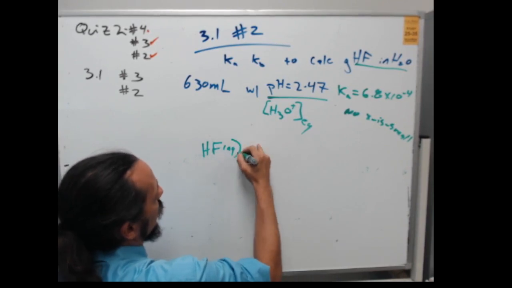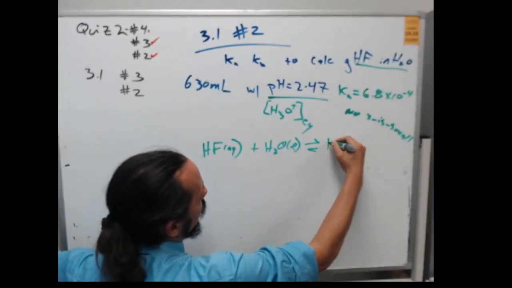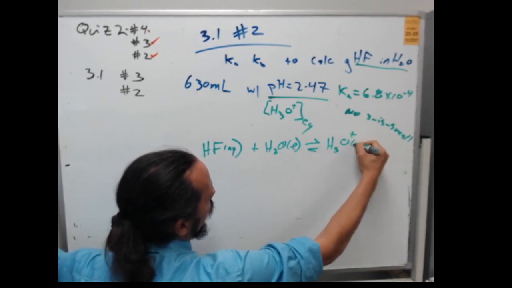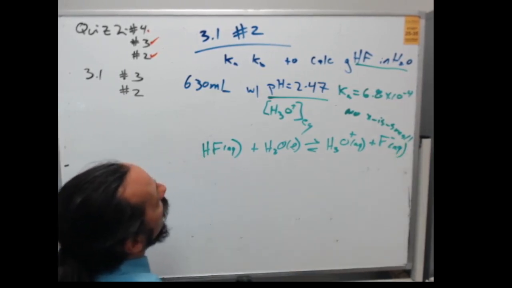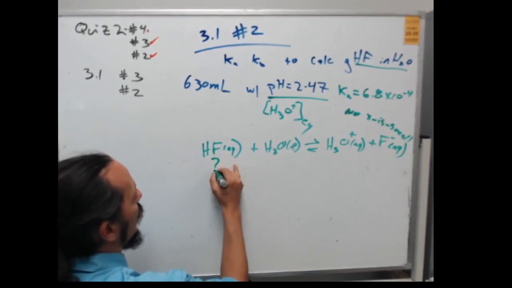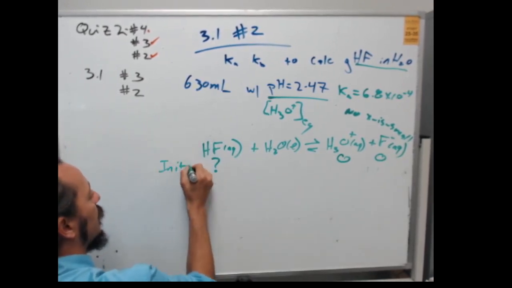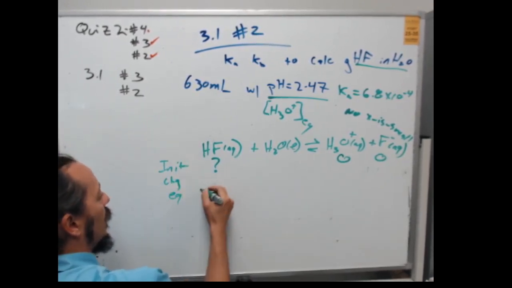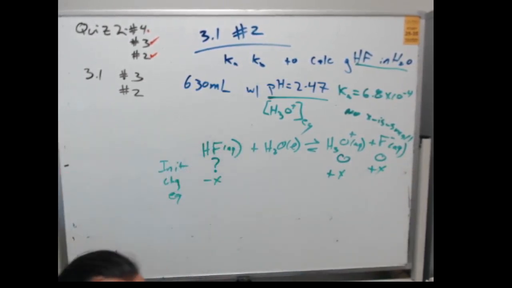HF aqueous plus H2O liquid goes to H3O plus aqueous plus F minus aqueous. I don't know the initial HF amount, so I'm going to call it a question mark. I'm doing this in water, so those start at zeros. I'm going to be losing this, and I'm going to be gaining this and this. How do I know where to put the minuses and pluses? We did this an hour ago. Wow, it's been a long office hours already.